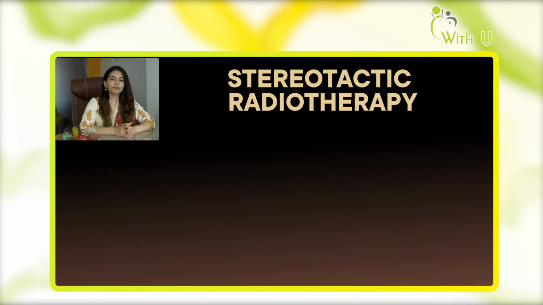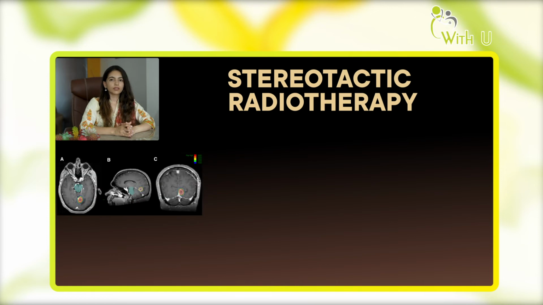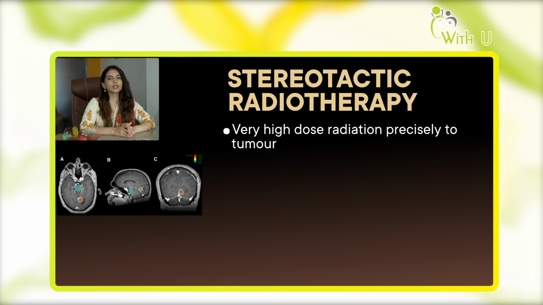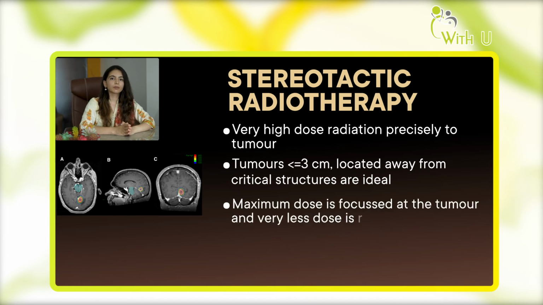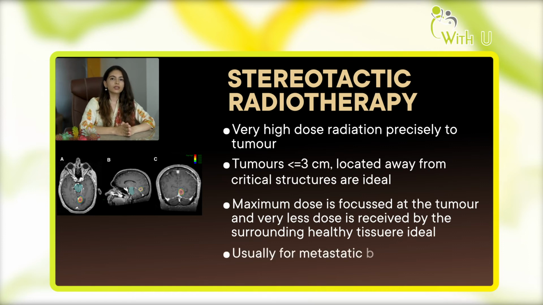Stereotactic radiotherapy. Now, this is a technique which delivers a very high dose in a few number of fractions very precisely to the target. The ideal candidates for stereotactic radiotherapy would be tumors less than or equal to 3 centimeters, a small number of lesions, and tumors which are located away from critical structures. Again, the aim of treatment is to focus maximum dose to the tumor and less dose to the surrounding normal tissues. So there are fewer side effects. It is usually done for metastatic brain tumors and sometimes also for a few select primary brain tumors.